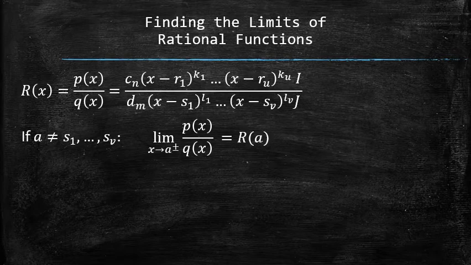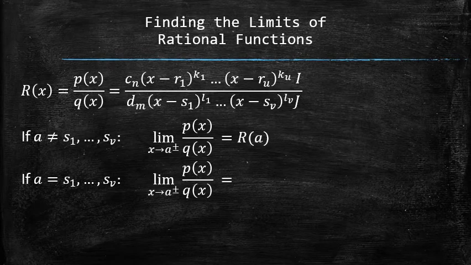In case the target value is equal to one of the zeros in the denominator, the function will have a vertical asymptote, which means that the limit is equal to positive or negative infinity, meaning that we do know that the answer is infinity, we just don't know whether it is positive or negative.